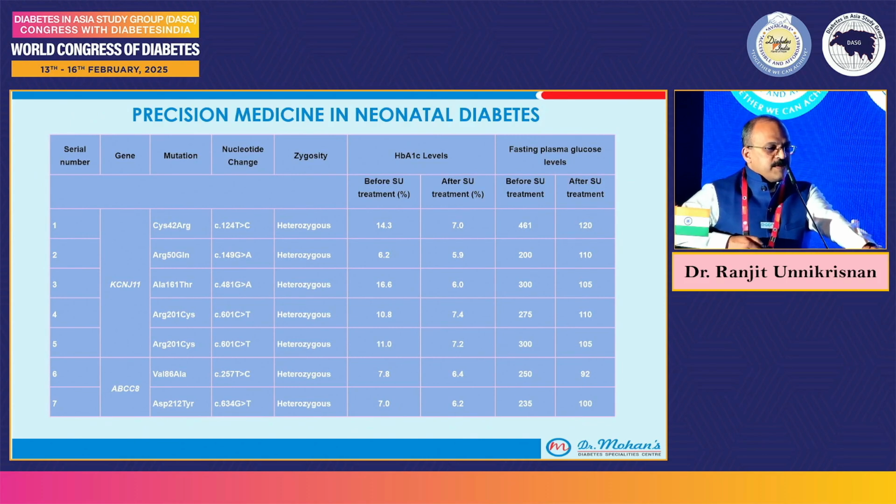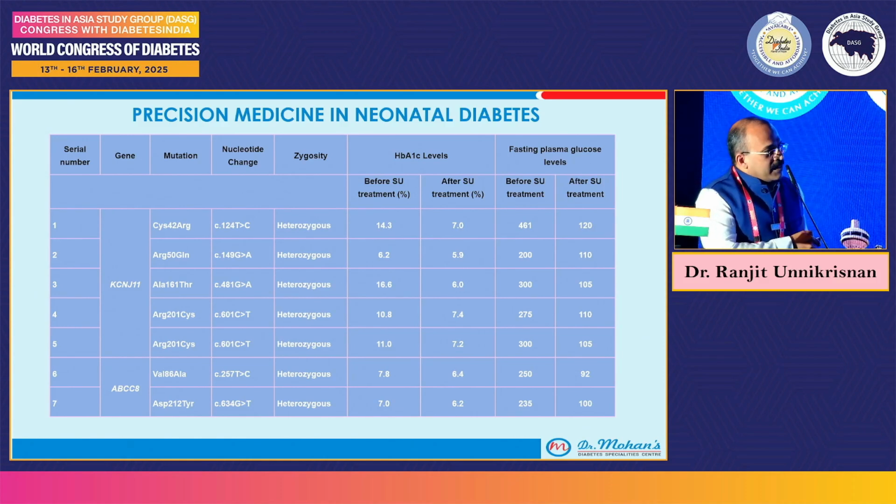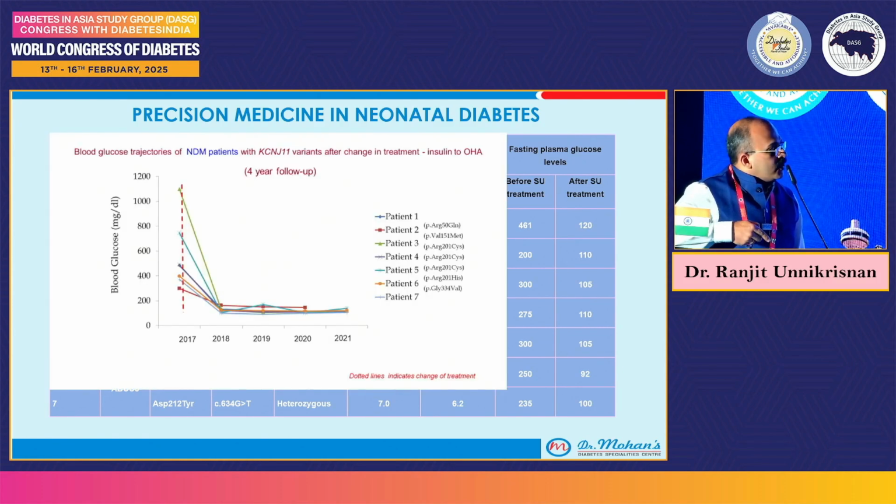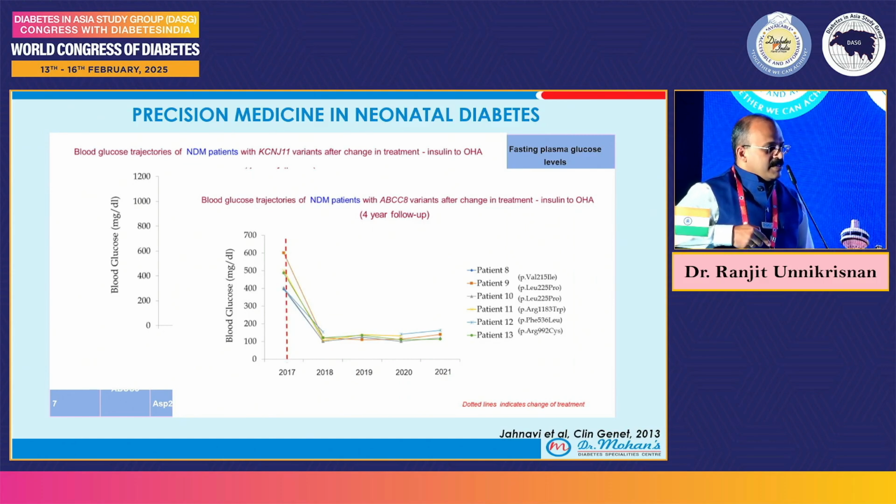So this is an example of precision medicine in neonatal diabetes, not an RCT, but just to show you the effect of changing treatment based on precision medicine from insulin to sulfonylurea in these children. See the decrease in HbA1c that you get, 14 to 7, 16 to 6. These were children who were not controlled with insulin. And giving sulfonylurea, they were able to get near normoglycemia. And not only that, the normoglycemia seems to persist. It is a durable form of treatment for these children, both in KCNJ11 and ABCC8 variants.